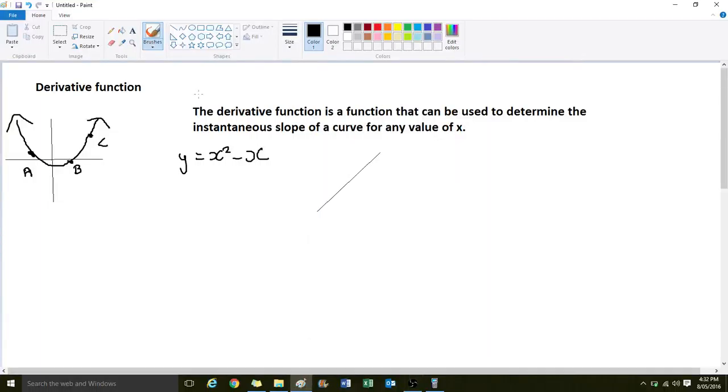Okay, what we're looking at now is the derivative function. The derivative function is a function that can be used to determine the instantaneous slope of a curve for any value of x. So here, if we have the function y equals x squared take x, we can see that the slope of this function is definitely going to be different at A compared to point B and compared to point C. They're all going to be different slopes.